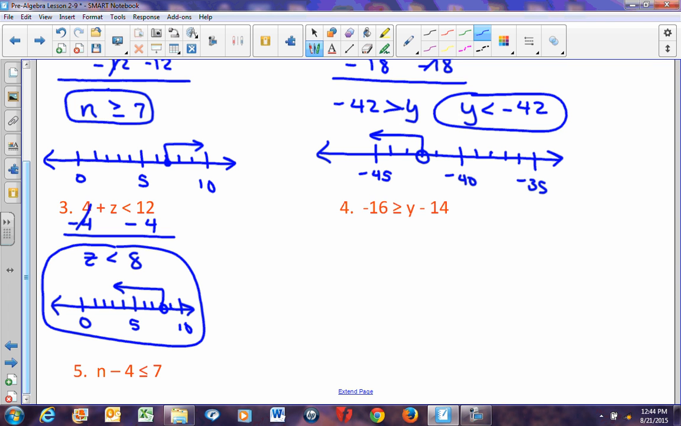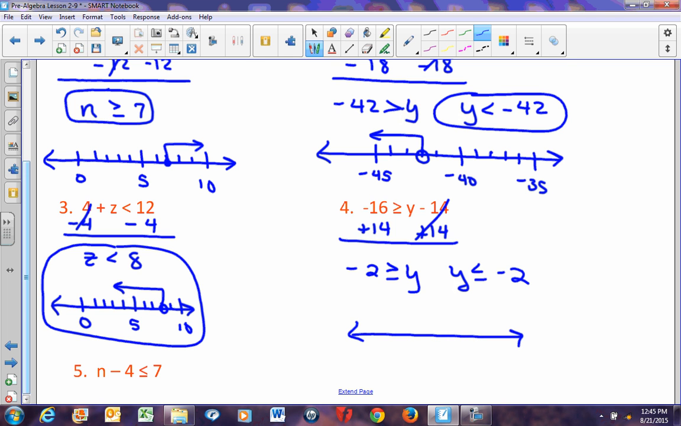If we look at number 4, negative 16 is greater than or equal to y minus 14. They subtracted 14, so we will add 14 to both sides. So these will cancel, leaving me a positive y. And I have negative 16 plus 14, different signs, so we'll subtract them, keep the sign of the larger number, that becomes negative 2. Again, I prefer to write it with the variable first, so y is less than or equal to negative 2.